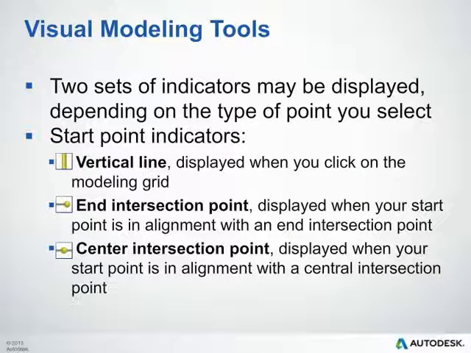So some of the snap tool indicators that we mentioned previously will be shown in a little more detail here on this slide. Some start point indicators we have here: when you pick that first point, if you have a vertical line, that means your first point you're selecting is on the modeling grid. If you see the second image when you hover over a feature, that means you're actually going to connect it to the end of an existing channel.